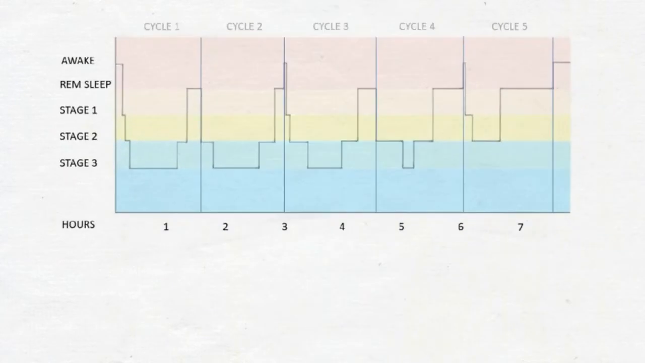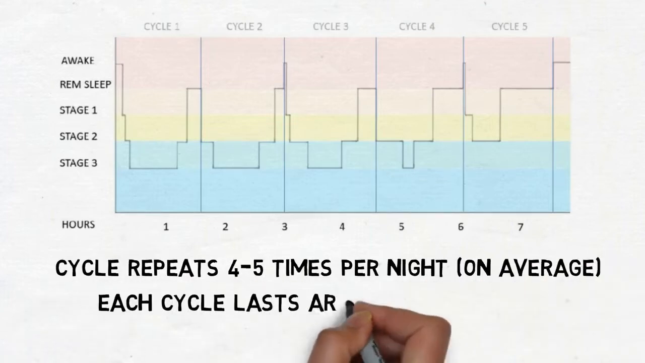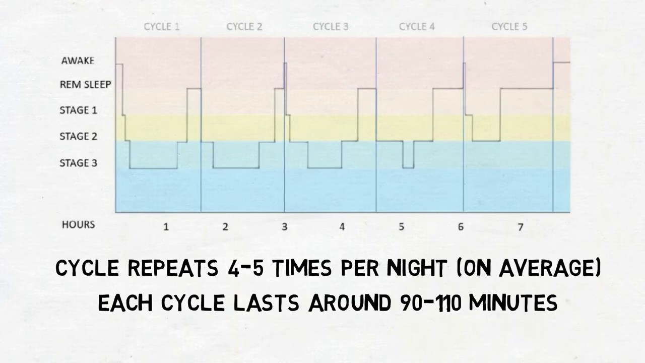After REM sleep, the person will sometimes awaken briefly, but then will move through the sleep stages again in order. Most people will repeat this cycle 4 to 5 times a night, with each cycle lasting about 90 to 110 minutes.